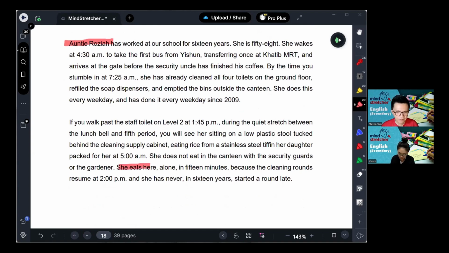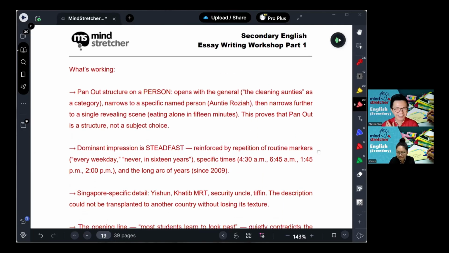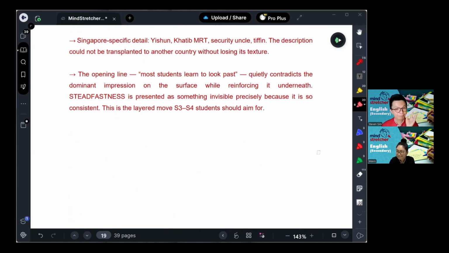So she eats alone in 15 minutes. Why? Oh, because she doesn't want to be late for work. So that description of her behavior is a revelation of her character. So this is not easy, right? Agree? So this is not easy. It's possible, but it's not easy.